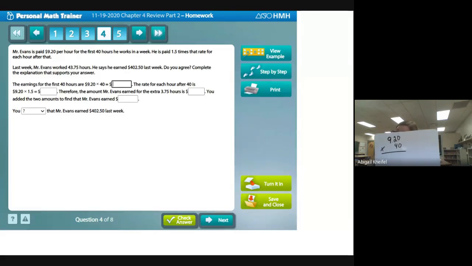All right. So first thing, 0 times anything is going to be 0. So 0 times 0, 0. 0 times 2, 0. 0 times 9, 0. And then what do I have to do? Drop in my 0. Then 4 times 0 is 0. 4 times 2 is 8. And 4 times 9 is 36. Add them up. And then I got to put my decimal in 2 spots. So Mr. Evans earned $368.00 for his first 40 hours. Give me a thumbs up if you agree with that.